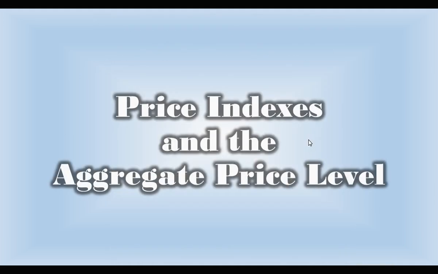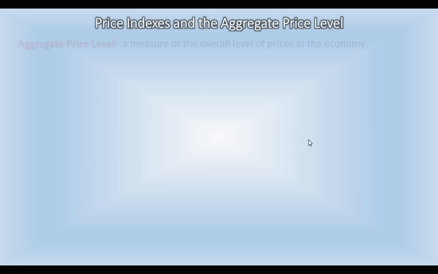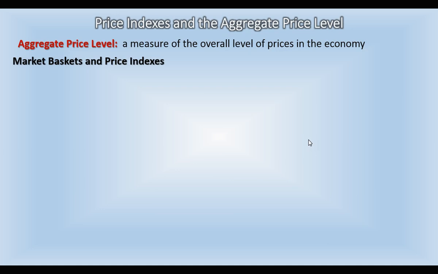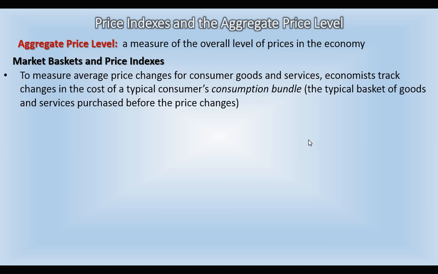All right. Let's move on to price indexes and the aggregate price level. So how we measure the changing level of prices in the economy. The aggregate price level is a measure of the overall level of prices in the economy. And how we measure it is through what are called market baskets that allow us to create price indexes. To measure average price changes for consumer goods and services, economists track changes in the cost of a typical consumer's consumption bundle, the typical basket of goods and services purchased before price changes.